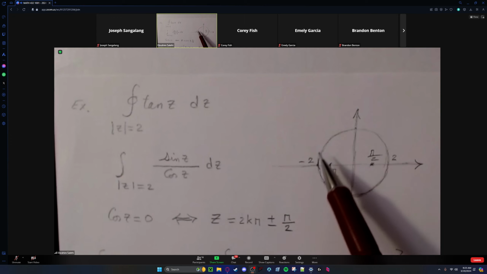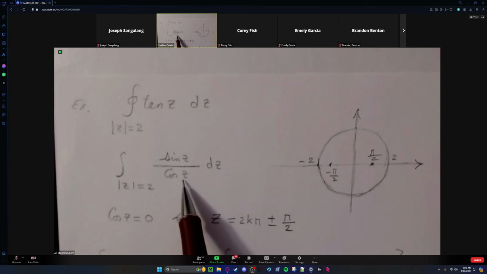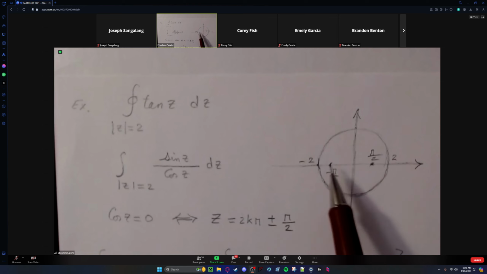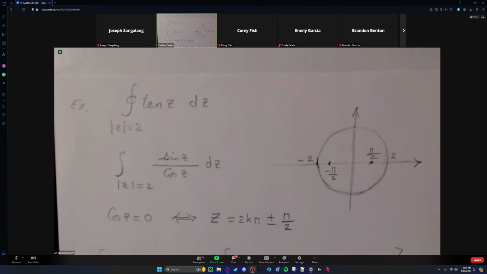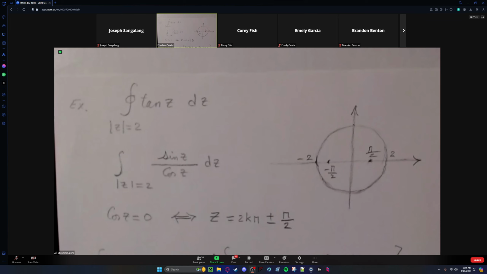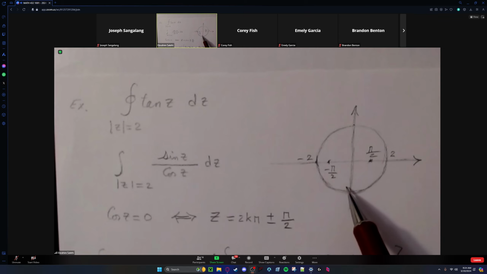So here is a function, and I am integrating over this circle. The denominator, cosine z, is 0 at pi over 2 and minus pi over 2. It is 0 at these two points, and it is a simple pole. In general cosine z is 0 at infinitely many points, but we don't care about those. We only care about those that are inside this contour.